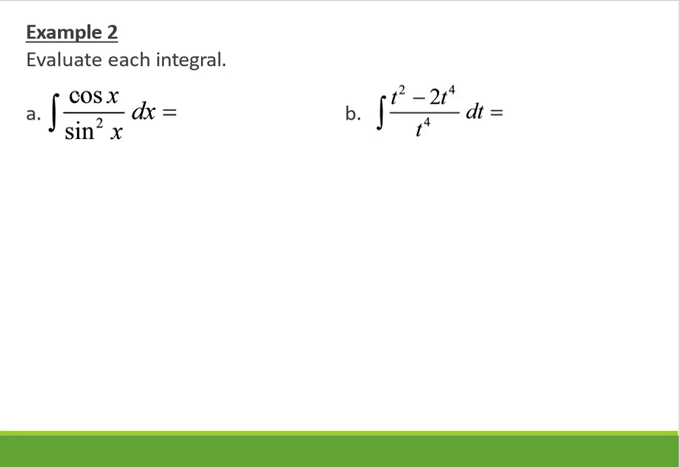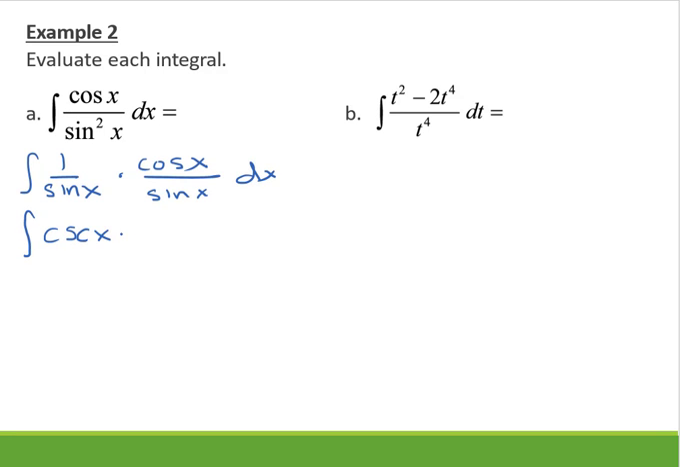So cosine, well, 1 over sine, cosine of x over sine of x. I now have cosecant x times cotangent x dx. So what function's derivative is cosecant cotangent? Negative cosecant x. And again, don't forget your constant of integration.